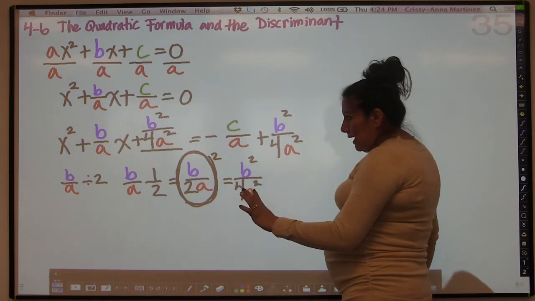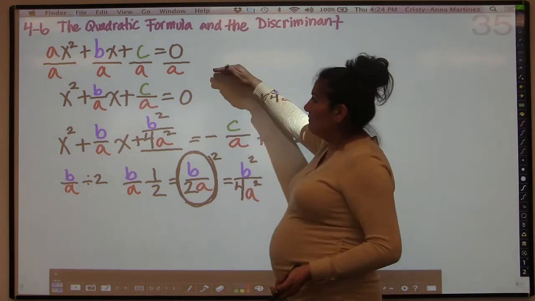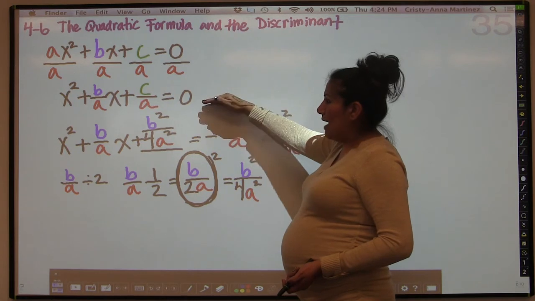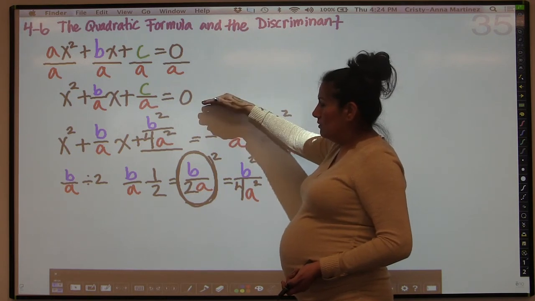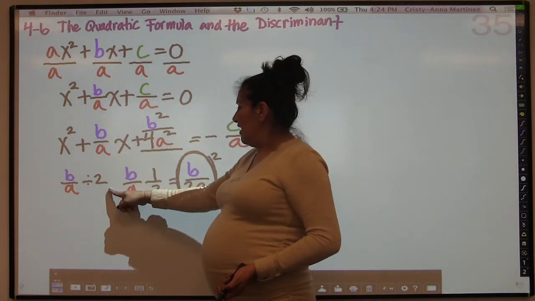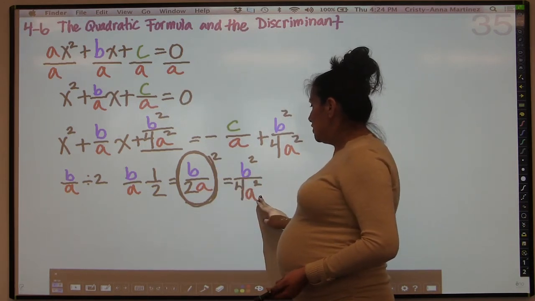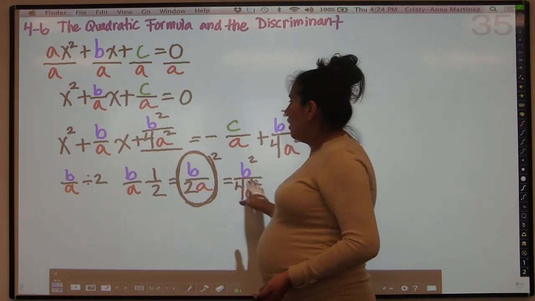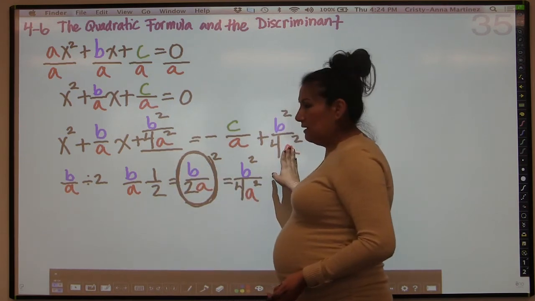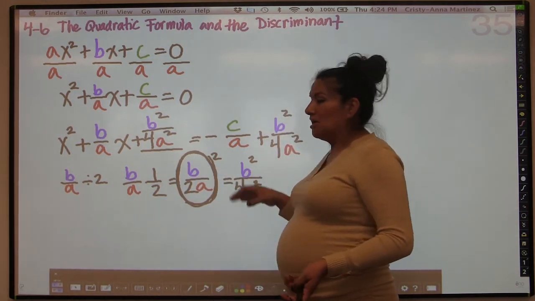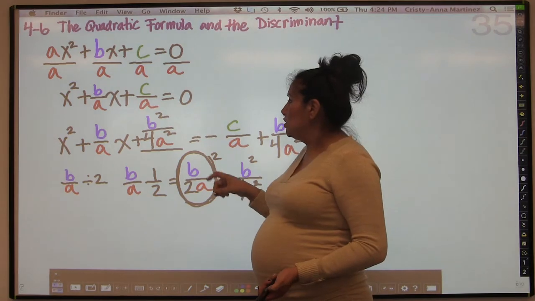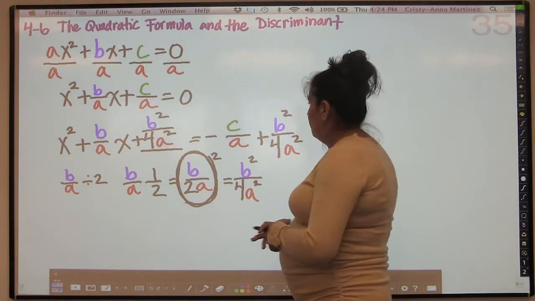So just to be clear again, okay, divide everything by a. Subtract the constant to the other side. Take the middle term, divide it by 2, which gave us this. Square the result. Gave us b squared over 4a squared. Add that result to both sides of the equal sign. And now we've basically completed the square. So our job now is to write this in the factored form.